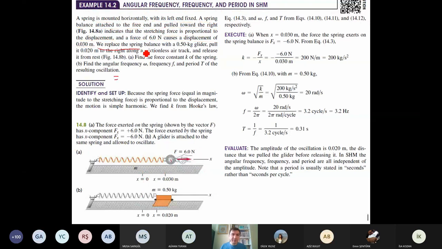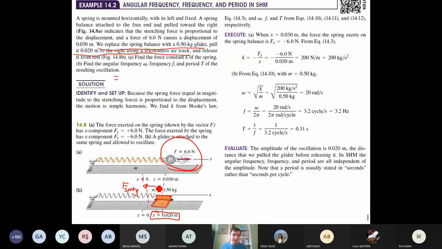We replace the spring balance with a 0.5 kilogram glider, pull it 0.02 meter to the right along a frictionless air track and release it from rest. So you remove the spring balance from the system, and instead of the spring balance, you use a glider. Then you stretch this spring to this condition, and you release the system from this condition. Since it is stretched, the restoring force applied by the spring will try to move the system to the equilibrium condition. So then F spring will be in this direction.